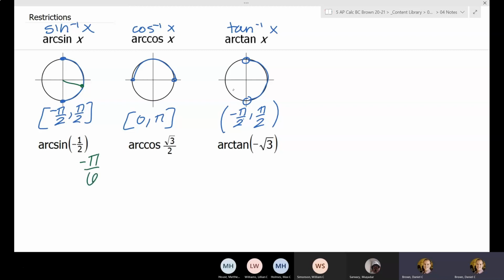If I say what's the arc cosine or the inverse cosine of root 3 over 2, that means when is cosine equal to the square root of 3 over 2? That is at pi over 3. And then arc tangent of negative root 3. That means when is tangent equal to negative root 3? We know we're in the fourth quadrant, and again, just to remind you, tangent is the sine over the cosine. So you're thinking about the coordinate in the fourth quadrant that is going to go with negative pi over 3.